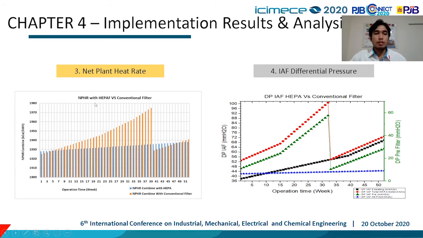The net plant heat rate using HEPA filters and pre-filters is represented with blue lines. The inlet air filter differential pressure for the HEPA filter and pre-filters is represented with red lines in this figure. You can see that the inlet air filter differential pressure is higher than the conventional filters, but as time goes by, we can restore it to its initial point by rewashing the coalescer.